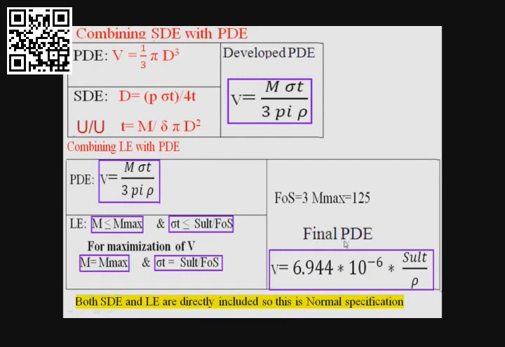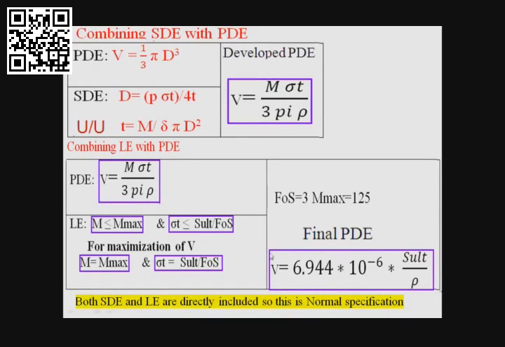So here is the final primary design equation. Substitute whatever values you have, except the material properties. Mass should not be more than 125, so substitute 125. Pi is given, so substitute that value. Then we get the final equation in this form: V equals 6.944 into 10 raised to minus 6 into SUT by ρ.